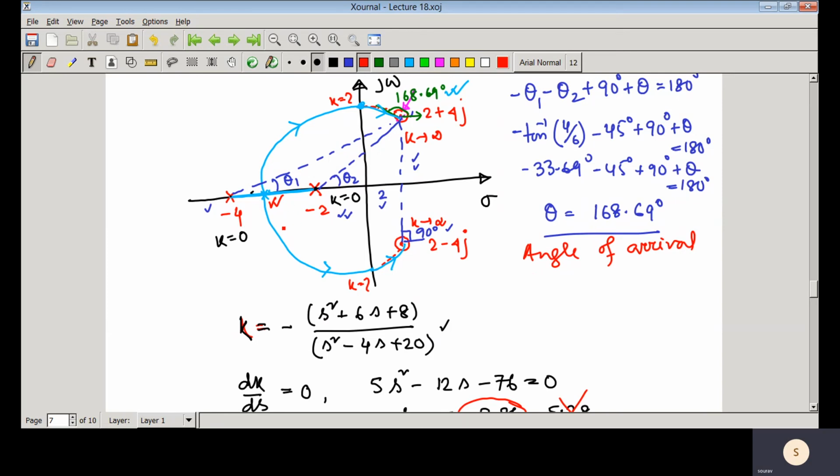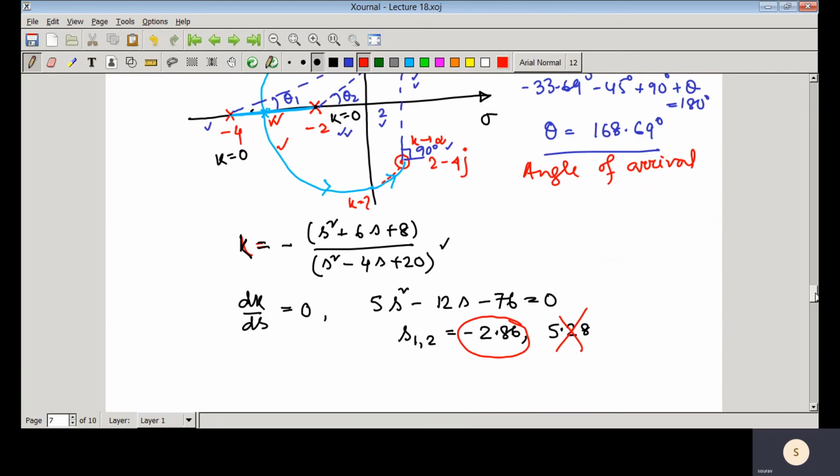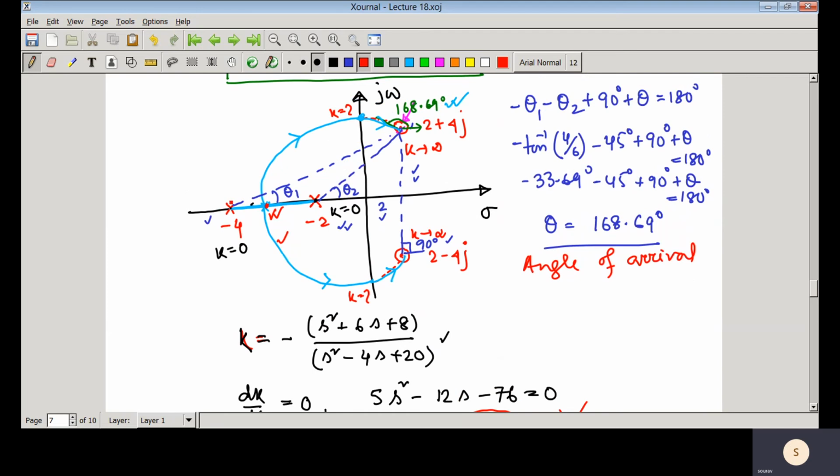So the part of that real axis, that means from -2 to -4, it is only the part of root locus, and this is that point minus 2.86. So this is that point inside that -2 and -4, which would be the breakaway point. The other point 5.28, it is outside that segment. So that means it is not the point that lies on the root locus.